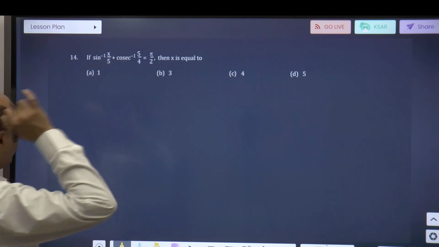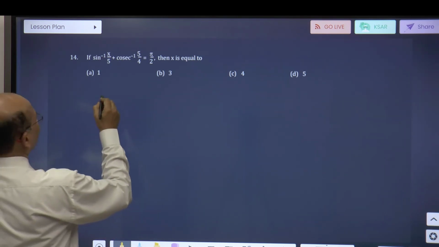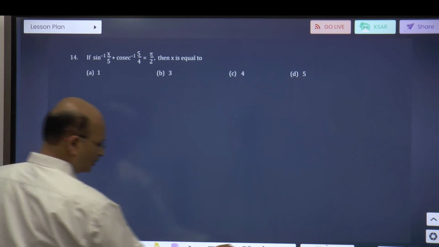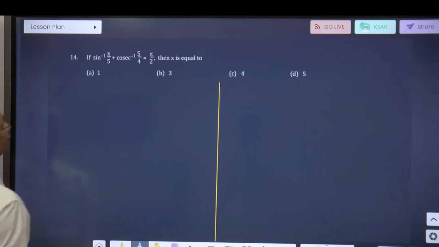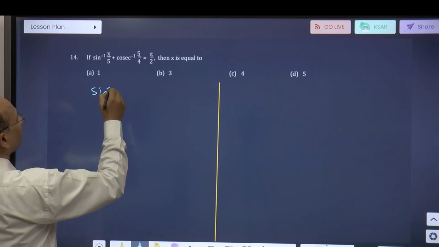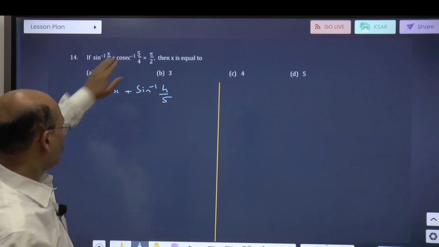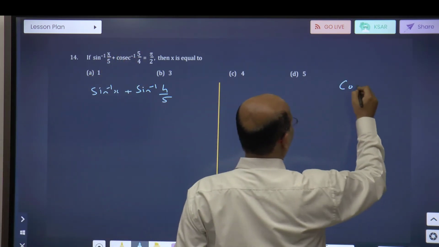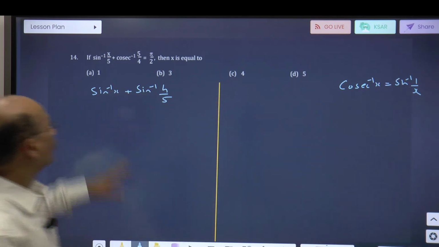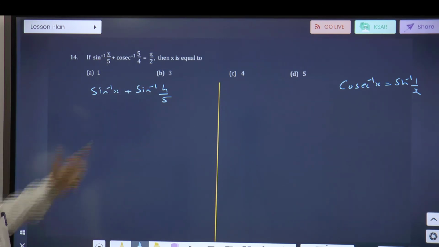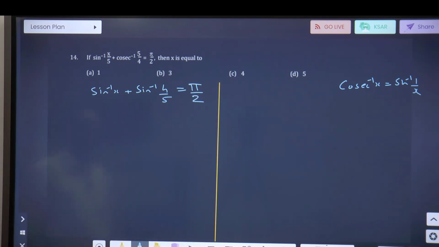They are asking: evaluate the value of x. Now what I will do is I'll try to work out this sum for you. तो ये सम को ऐसा लिख सकते हैं हम लोग, sine inverse x plus sine inverse 4/5. You know why? Cosec inverse x. Cosec is reverse of sine. So I can write it as sine inverse 1 by x, right? So cosec inverse x is sine inverse 1 by x, plus sine inverse 4 by 5, which is equal to pi by 2 दिया है, pi by 2. ठीक है?